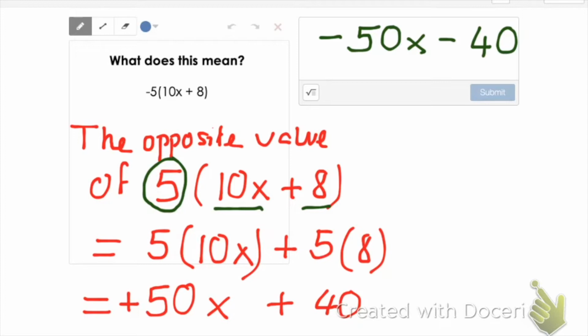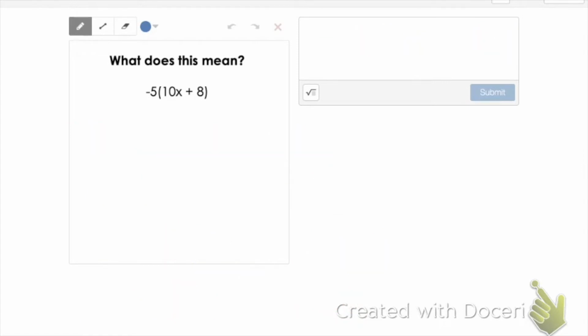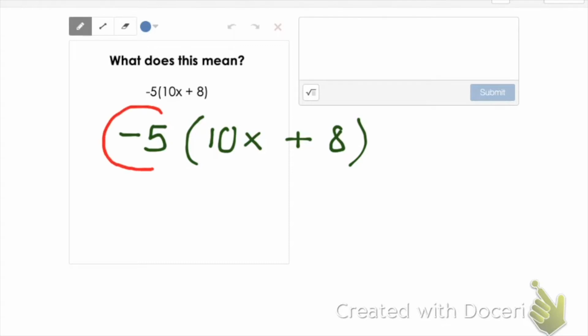We're going to combine those two steps together. So we're going to start to rewrite the problem. Negative 5 times 10x plus 8. So now instead of just circling the 5, I will circle the whole thing, which is negative 5. And inside parentheses, I have 10x and I have 8.